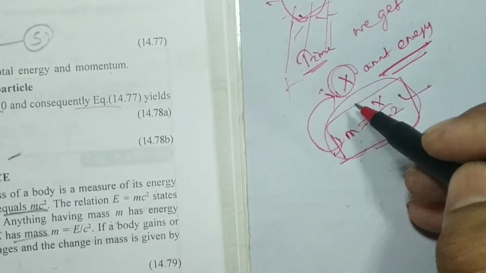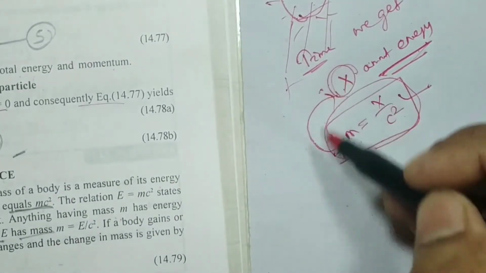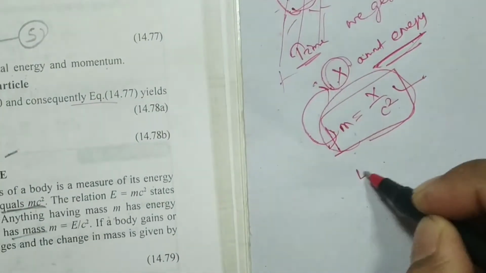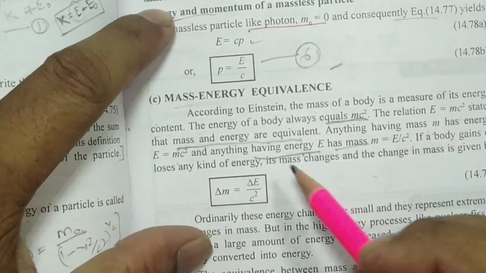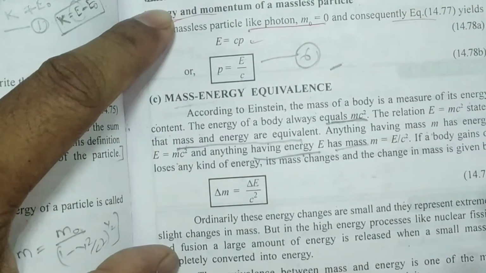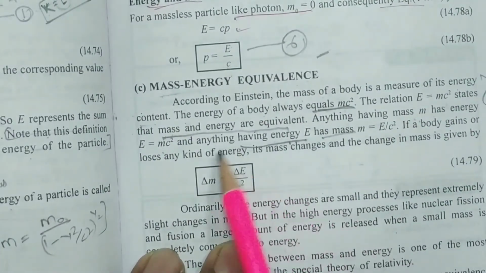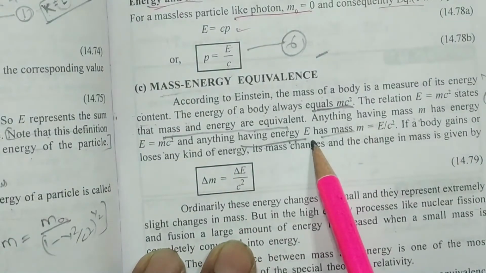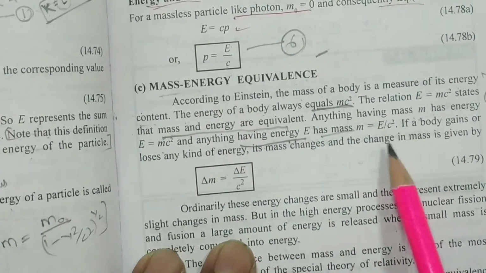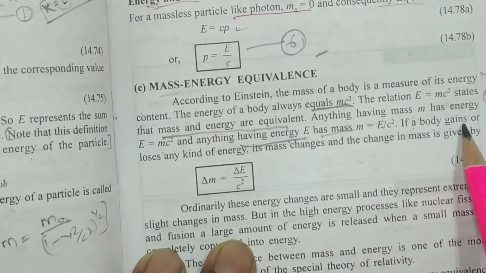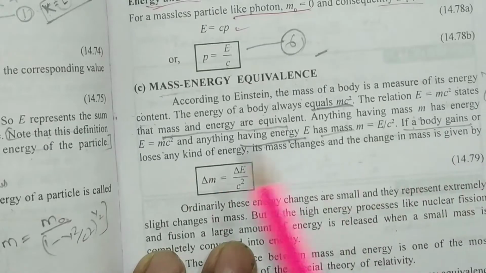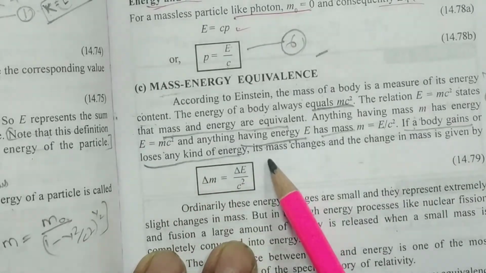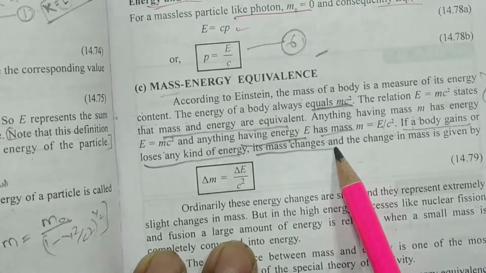That means interlocked, we can say, or we can say equivalent, with the relation that E is equal to mc square. The same thing has been written, and I suggest you write all these things that are written in this book. Anything having energy E has mass equal to E by c square. This is the most important line: if a body gains or loses any kind of energy, its mass changes.